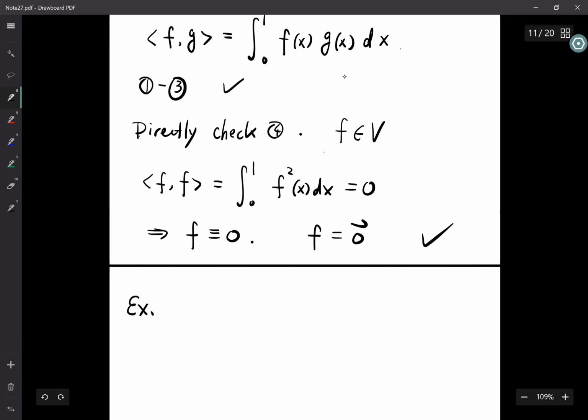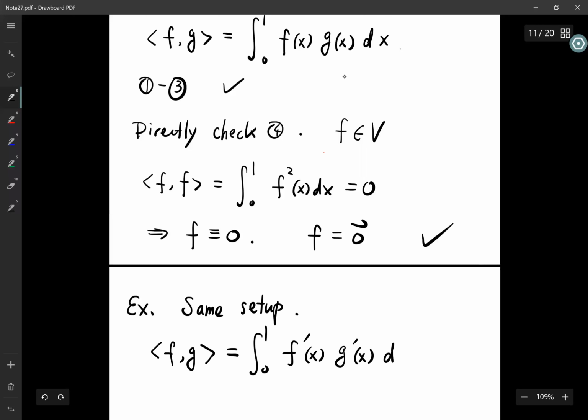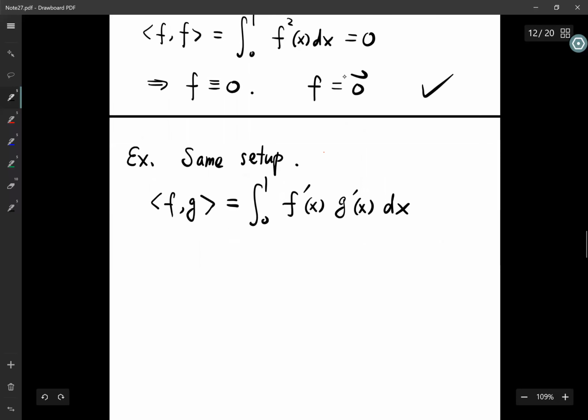Another example. Same setup. The inner product has changed. It is the integral of f prime x, g prime x, dx, where prime means derivative. One minute, only check whether this is an inner product.